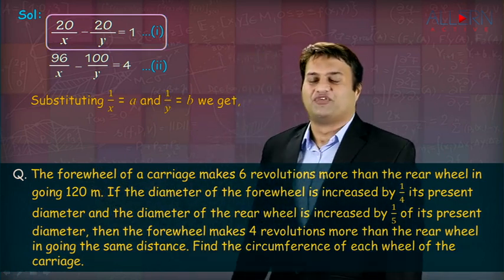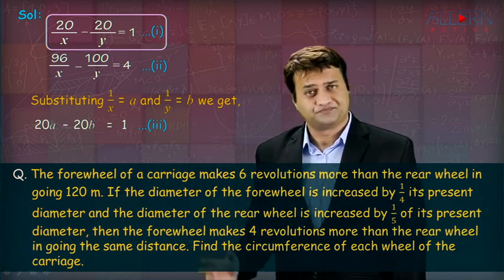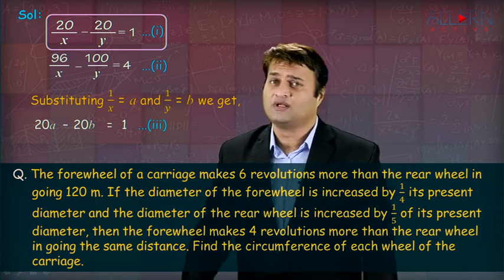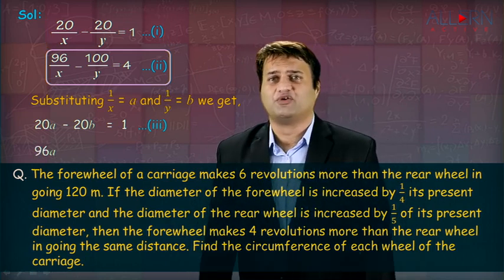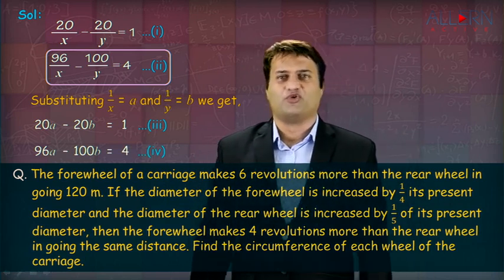Let's substitute in the first equation. What we get is 20a minus 20b is equal to 1. Let this be the third equation. Let's substitute in the second equation. You get 96a minus 100b is equal to 4. Let this be the fourth equation.